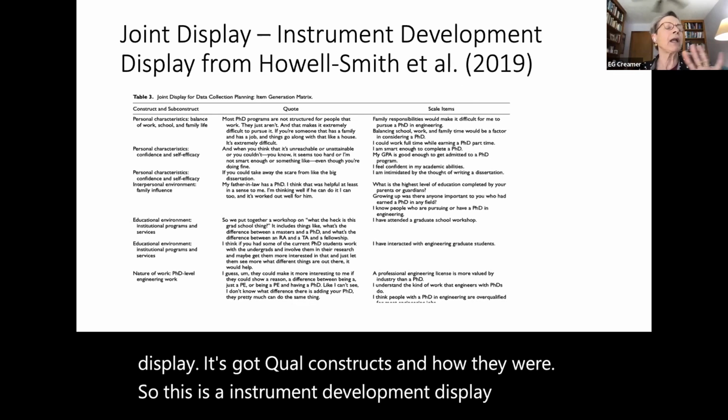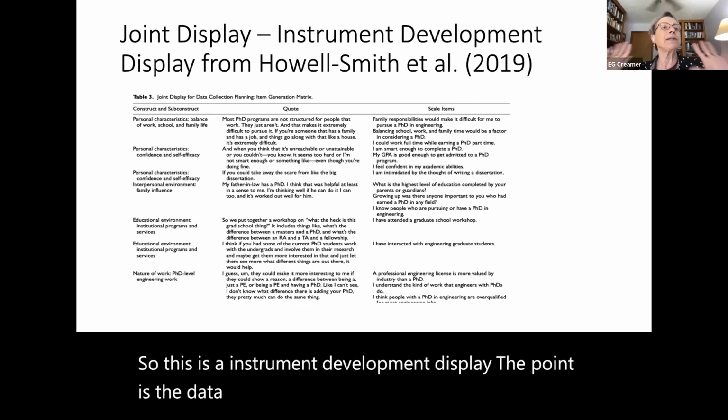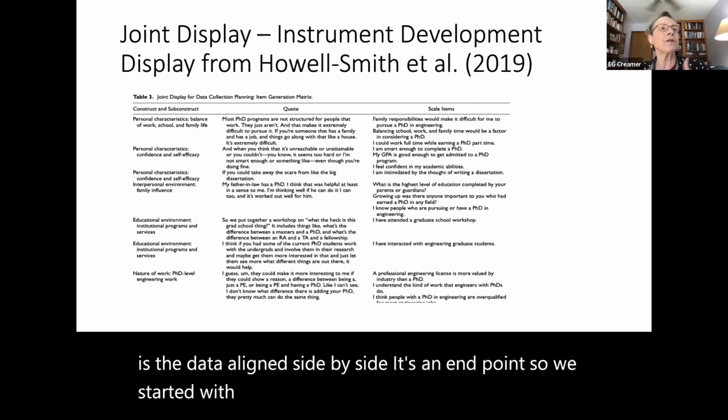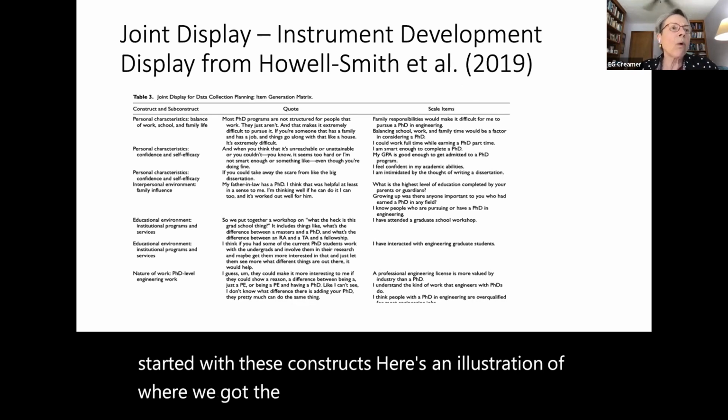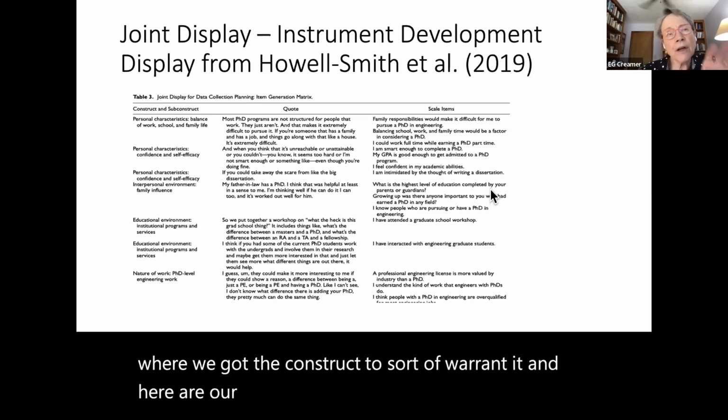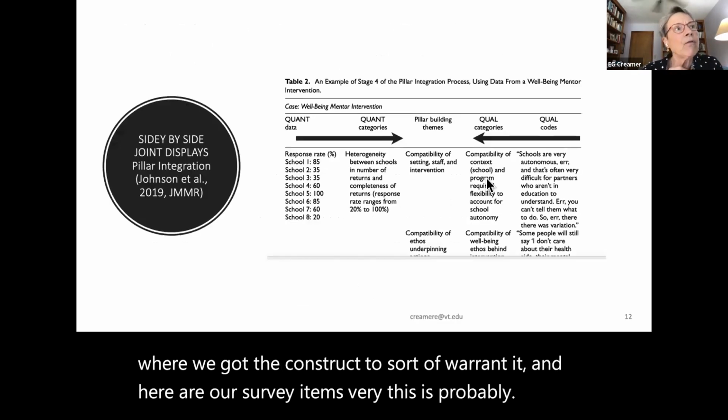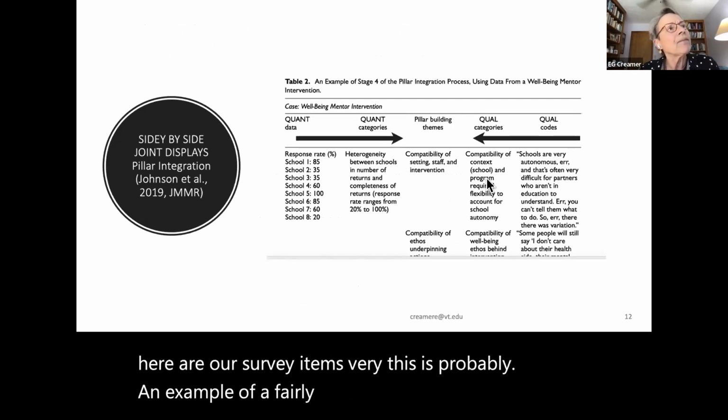The point is the data are aligned side by side. It's an endpoint. So we started with these constructs. Here's an illustration of where we got the construct to sort of warrant it. And here are our survey items. This is probably an example of a fairly formulaic display.